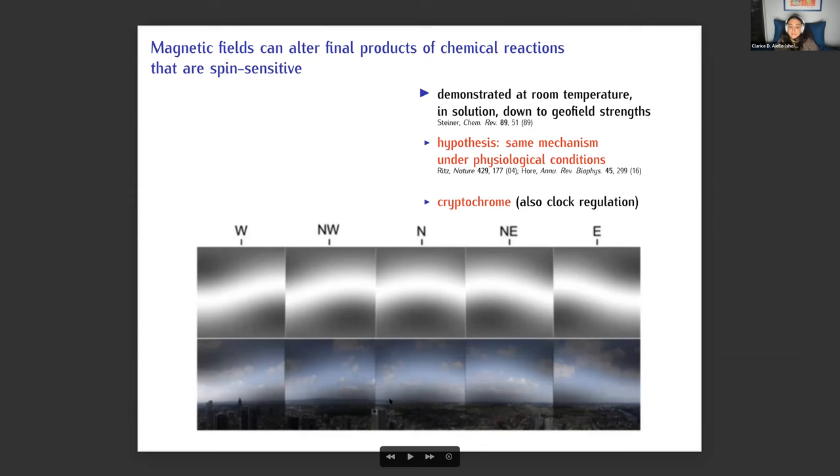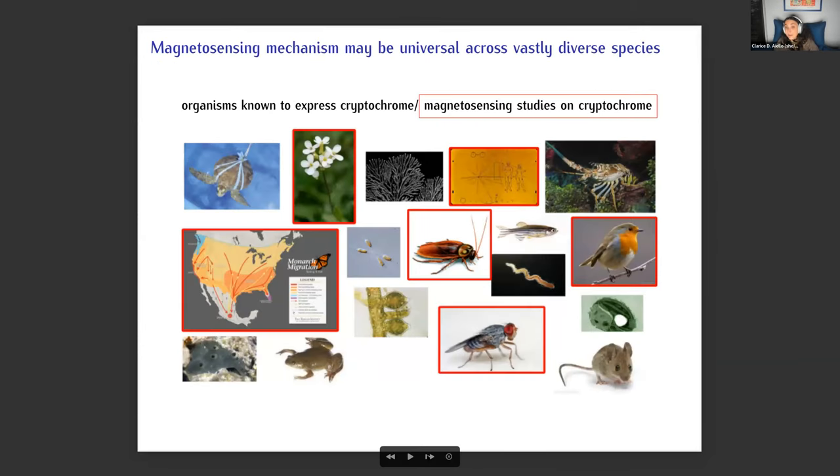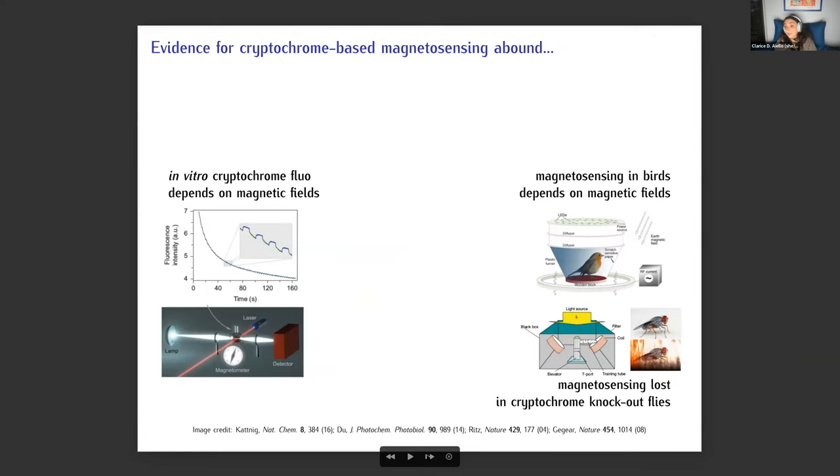It's very interesting because this protein, cryptochrome, is present throughout the tree of life. Many of those organisms express cryptochromes, and many have been shown to have magnetic field sensing properties that to some extent depend on cryptochrome. This is very, very crazy. Right now, it's sort of clear within the community that the evidence that cryptochrome serves as a mediator, at least for sensing magnetic fields, is really solid, but unfortunately at very disconnected length scales.